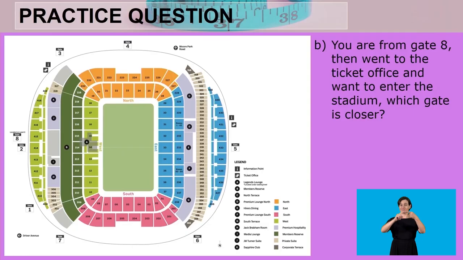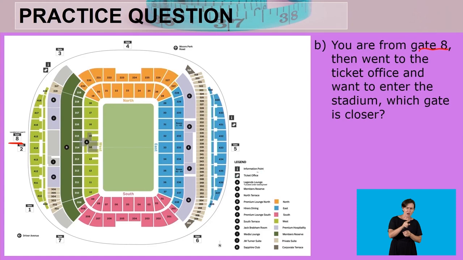Then B says you are from gate 8. Where is gate 8? We need to locate it. Here is our gate 8. You're from there. Then you went to the ticket office. You wouldn't know which sign represents the ticket office, but luckily we are given a key that indicates what each sign represents. So we can check that.